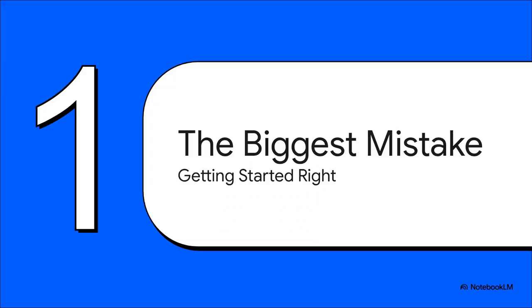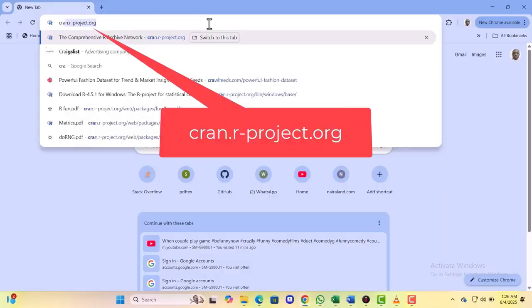We're going to kick things off with the one massive, super common mistake that trips up almost every single person who tries to learn R for the first time. Because understanding this one thing unlocks literally everything else. And this is it. This is the mistake.